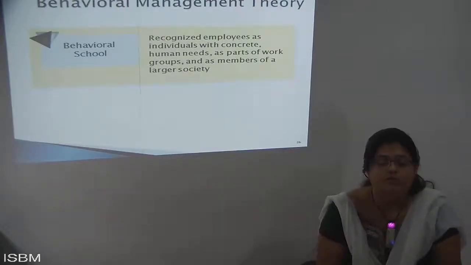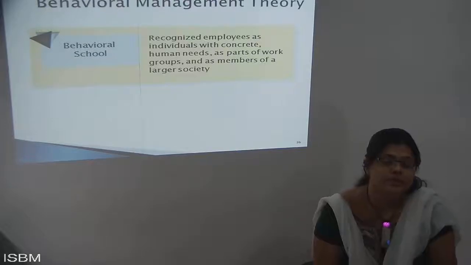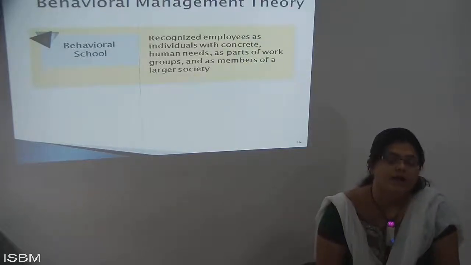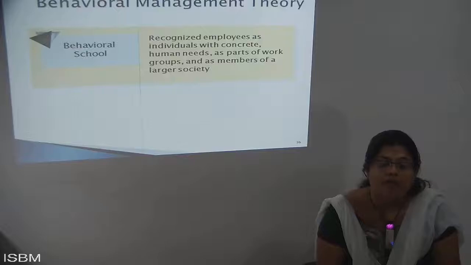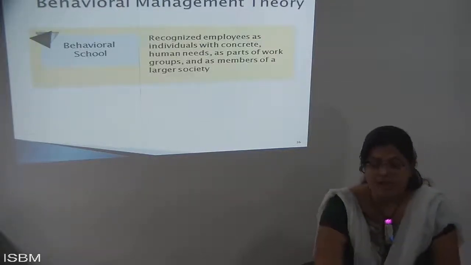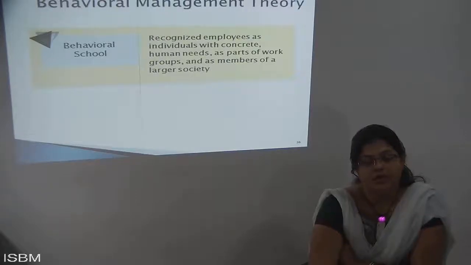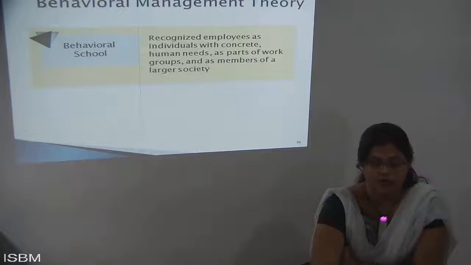So in this behavioral management theory, as said previously, along with classical thought you need to identify the behavior of human needs. What are the human needs? What should humans know about them? How do humans behave at that time? That should also be there, and it is not for the individual, it is for the larger society, including the people in the organization.